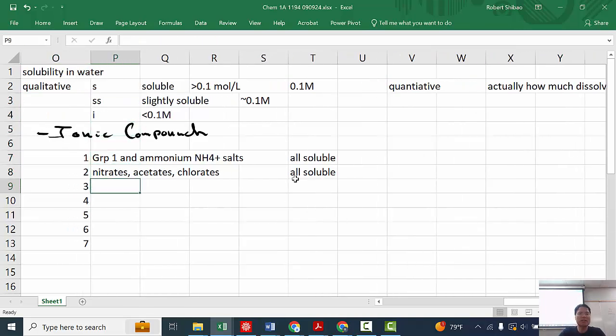And so we have the nitrates, acetates, and chlorates. Those are all soluble. And now we can go to chlorides, bromides, and iodides. These are all soluble except, let's just say, I shouldn't say all soluble. These are soluble except which ones?